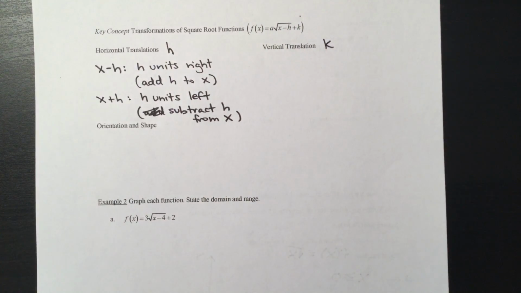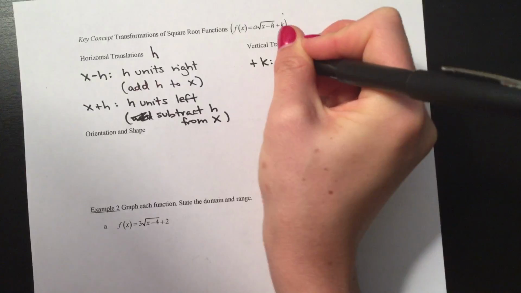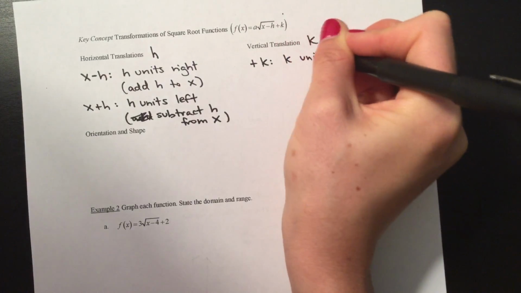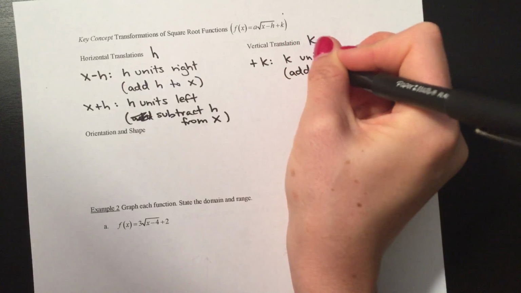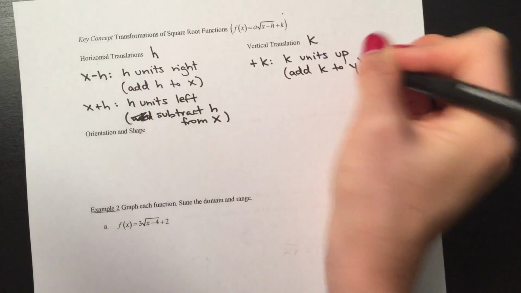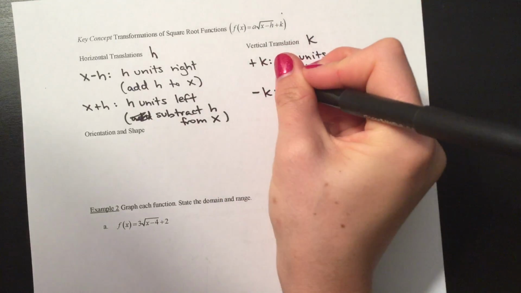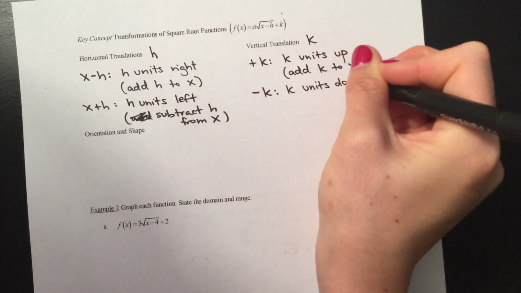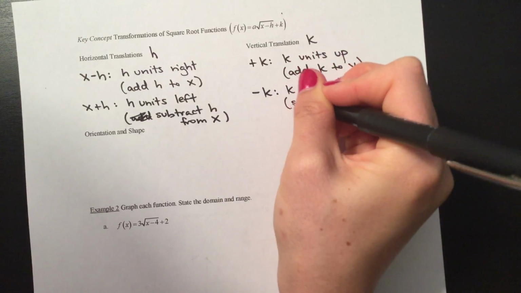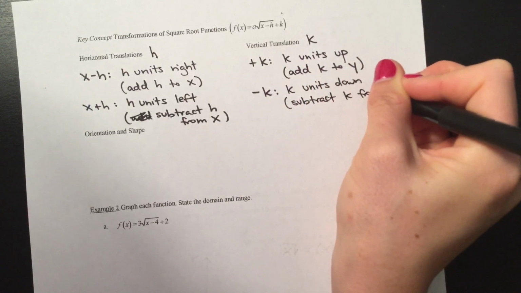Okay, our vertical translation is this value k right here. Because it's vertical and it's not inside with the x, it actually does exactly what it looks like it's going to do. So if you have a plus k on the outside, that goes k units up. And so you would add k to all the y values. Up and down affects y. And then if you have minus k, again, it does what it looks like it's going to do. So you would go k units down, meaning you would be subtracting k from all the y values.